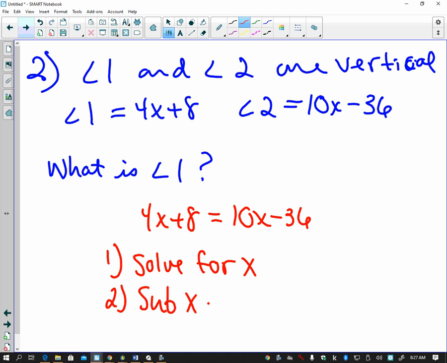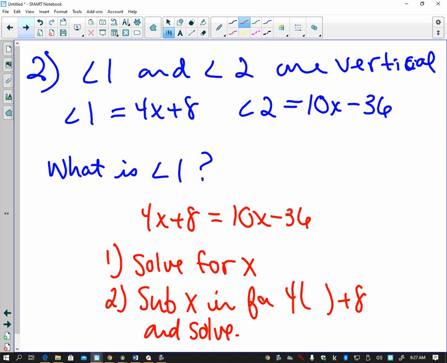Sub x in, 4x plus 8, and solve. Do we need to take the time to solve that? For the review, for right now, basically I want you to know the procedure, because knowing the answer isn't necessarily helpful, because it's not going to be the same question on the test. We need to know that vertical angles are congruent, so I set them equal to each other, isolate x, solve x, but before I'm done, input x back in and solve. Okay?